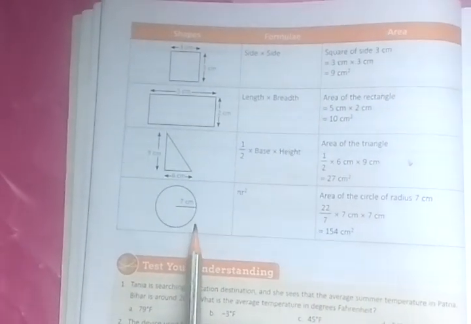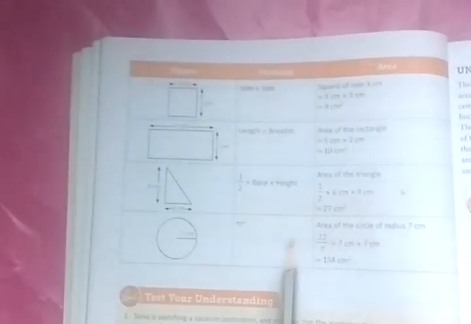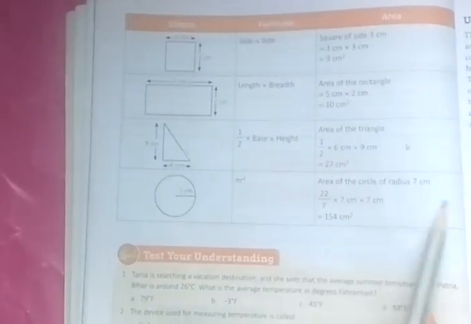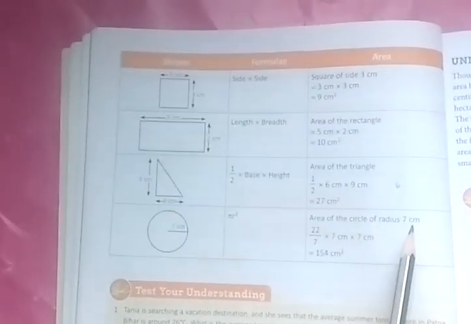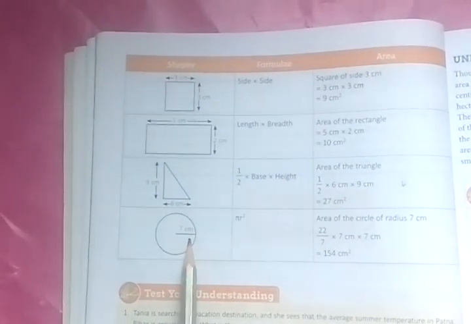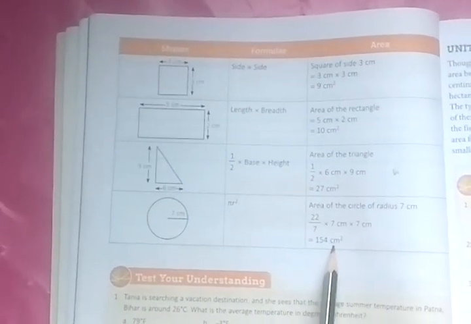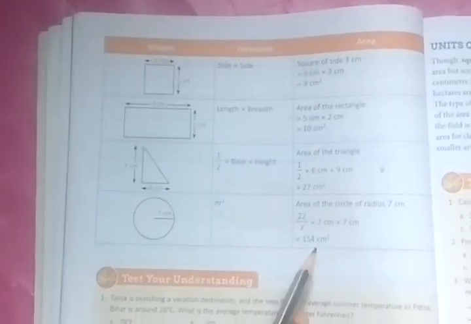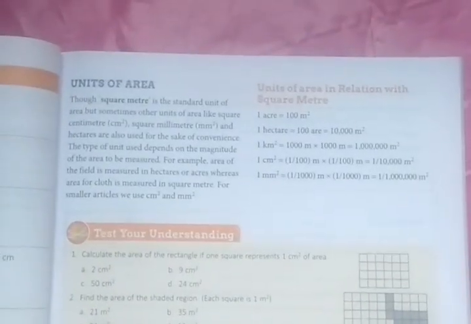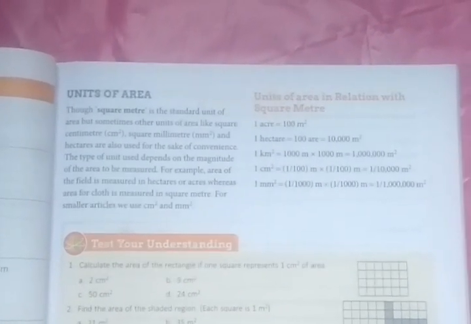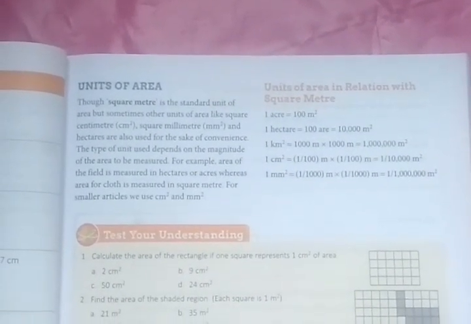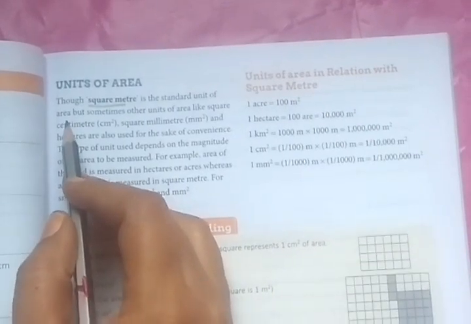Next, what is this? Circle. So the area of circle is pi r square. The radius given here is 7. Pi value is 22 by 7 into 7 into 7, 154 centimeter square. Clear? Next, units of area. Square meter is the standard unit of area. Square meter, it is the standard unit of area.